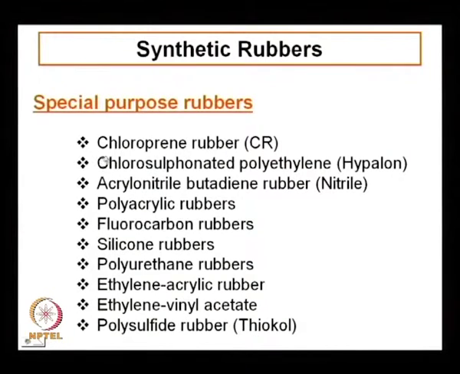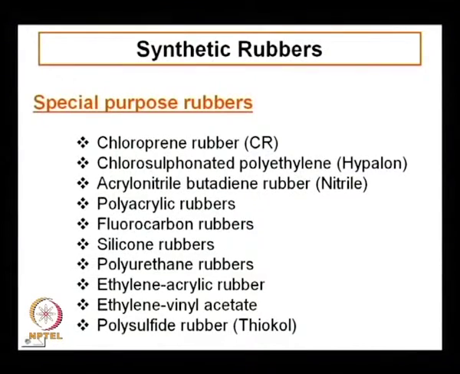Special purpose rubbers: chloroprene rubber, chlorosulfonated polyethylene, acrylonitrile butadiene rubber (nitrile rubber), polyacrylic rubbers, fluorocarbon rubbers, silicone rubbers, polyurethane rubbers, ethylene acrylic rubber, ethylene vinyl acetate rubber, polysulfide rubber. So, these are all special purpose rubbers. Other than these examples, there may be many other polymers, because of the versatility and tailorability of polymers. You can design and synthesize a new polymer and commercially develop these special purpose rubbers by developing a suitable technology.